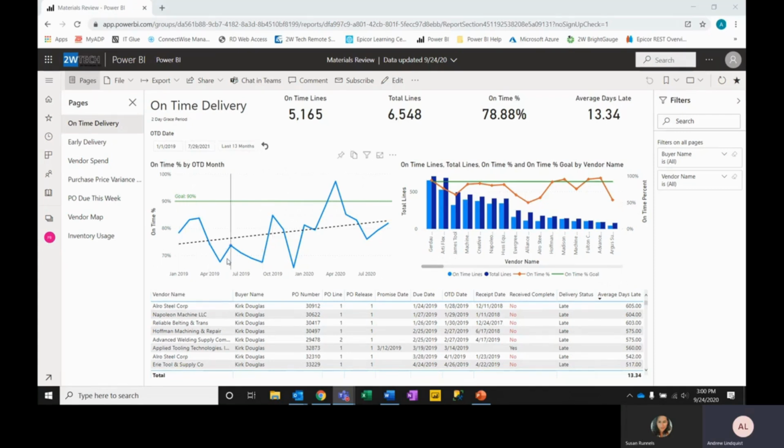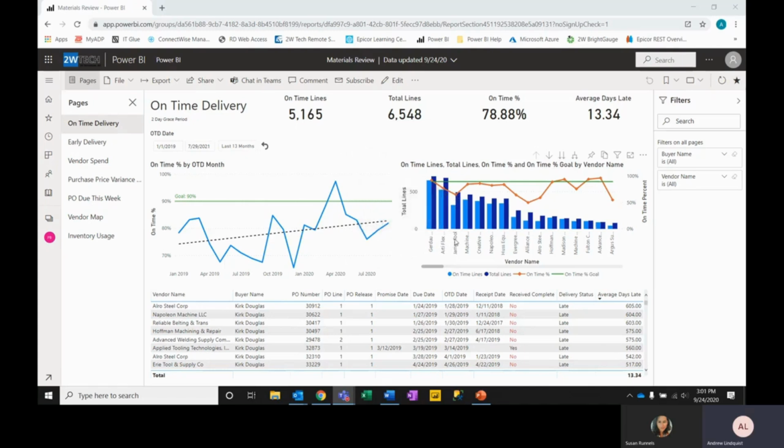Then with this chart, you can track how you're trending over time as well as how you're comparing to your goal, which here it's showing a 90% goal. Then to the right, you can see the breakdown by individual vendors to identify your top vendors in terms of the number of deliveries and their on-time percentage against the goal. For this example, with this third vendor, you can see they had the third most deliveries in this time frame and a lower on-time percentage.